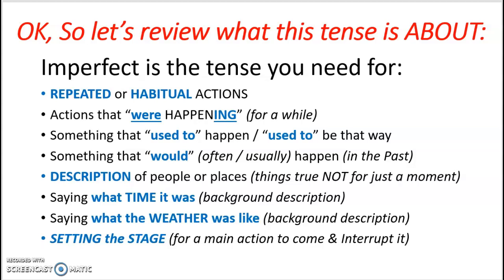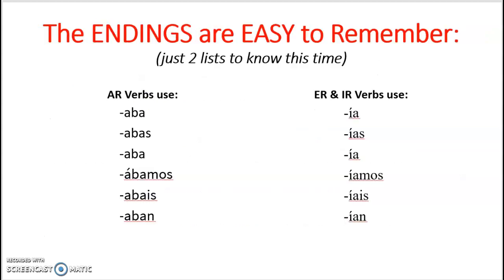Right? For descriptions of people or places in the past, keep in mind that's stuff that is true not just for a moment, not just in a single instance, but in general. Saying what time it was or what the weather was like, those are background descriptions, things that set the stage for other actions to come in and interrupt them. All those kinds of situations require the imperfect.